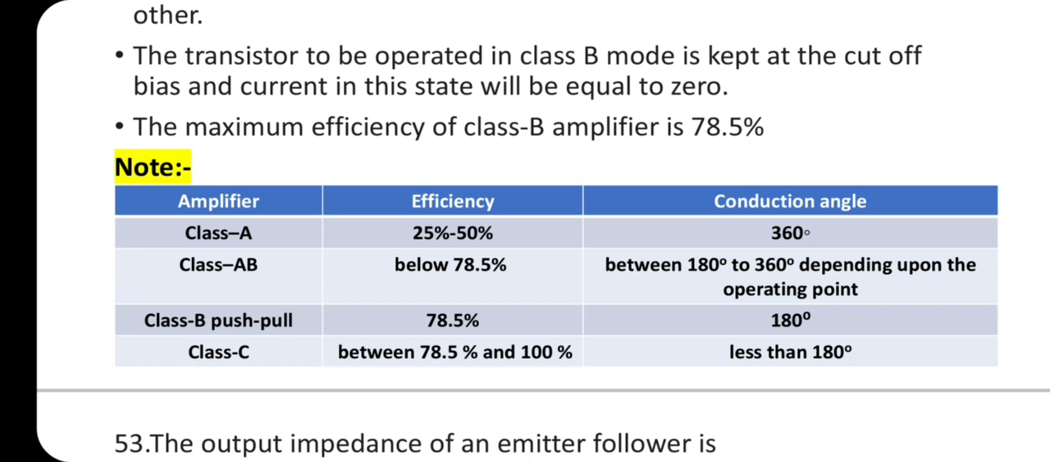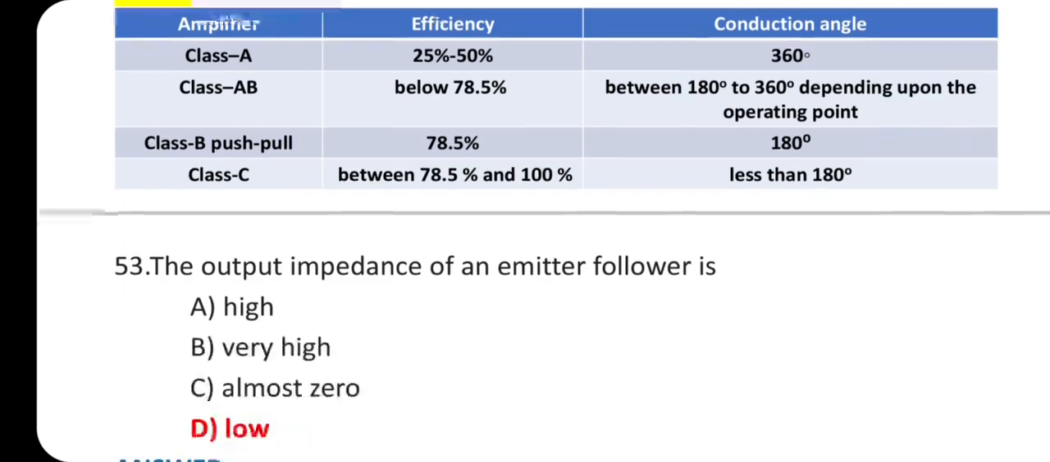Class B push-pull amplifier, its efficiency is 78.5% and the conduction angle is 180 degree. Class C amplifier, efficiency is between 78.5% and 100%. Conduction angle is less than 180 degree.